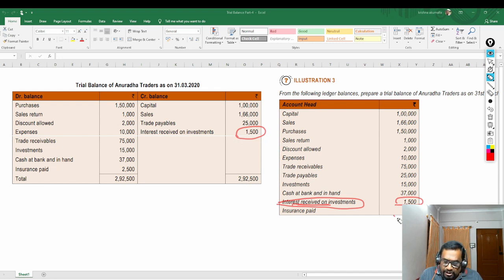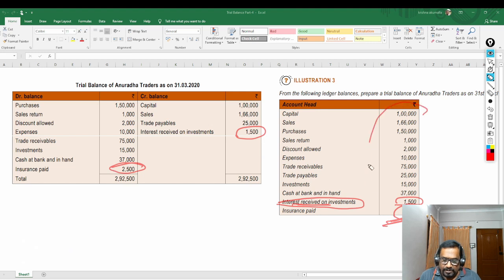Next one. Insurance paid. Insurance paid is an expenditure. All expenses and losses are supposed to be debited as per nominal account. So insurance paid is an expenditure. As per nominal account, it has to be debited. Hence, insurance paid is showing as a debit in trial balance.